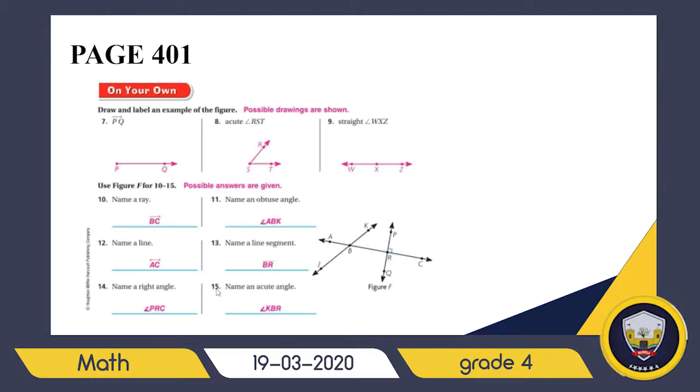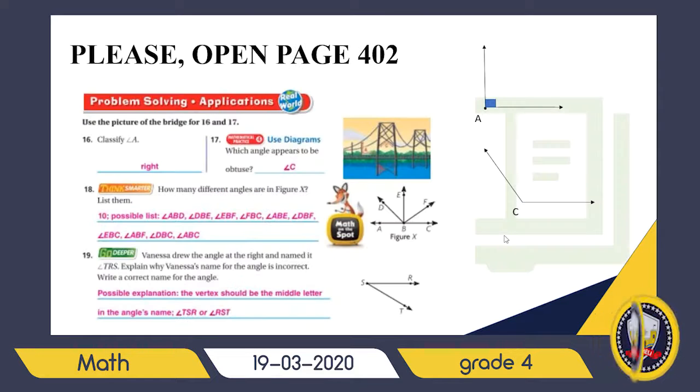So, question 15, name an acute angle. I know an acute angle represents an angle which is less than a right angle. So I need to check my figure and I need to find an angle which is less than a right angle. Which one is it? I can say KBR, because KBR is less than a right angle. So I can give angle KBR as an example of an acute angle. Good job. Okay, right now please open page 402.